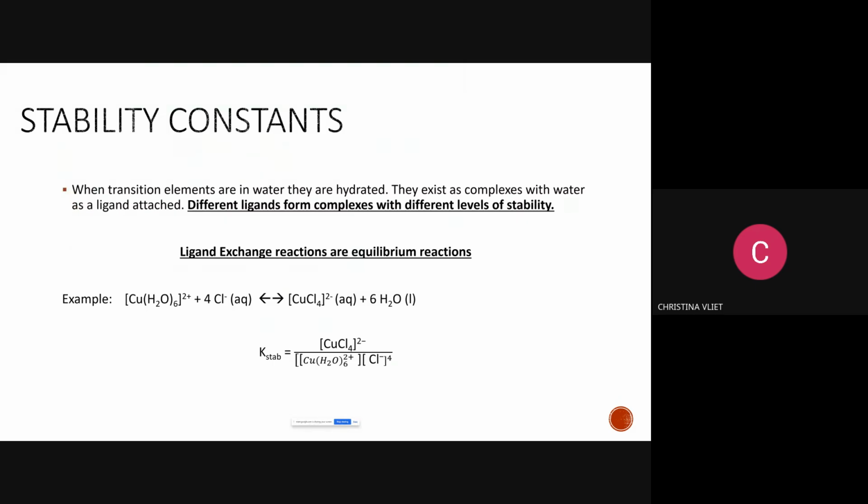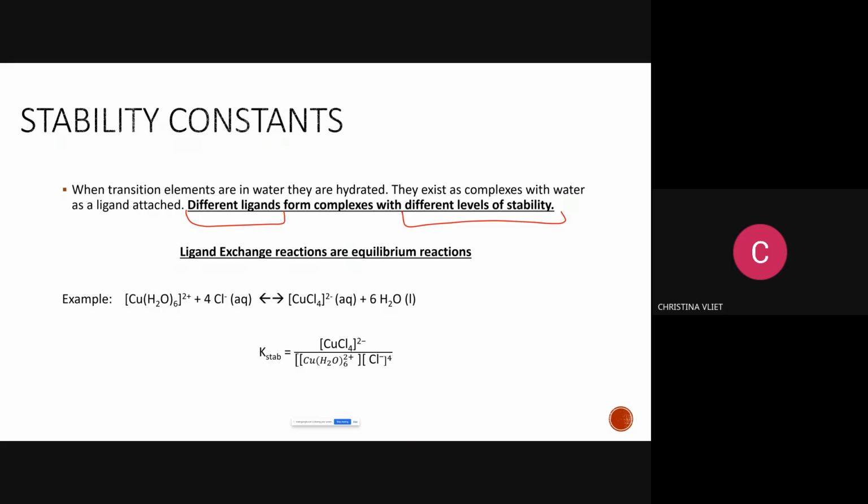All right, so stability constants. We're going to start the first half. The second half is the grading part when you get into the color. The first half is about stability constants. So we're going to start with K-stab. When transition elements are in water, we know that they are hydrated. Most of them exist as hydrates in water. They exist as complexes with water as a ligand attached. And then different ligands form complexes with different levels of stability.